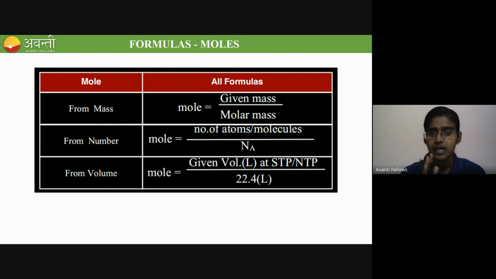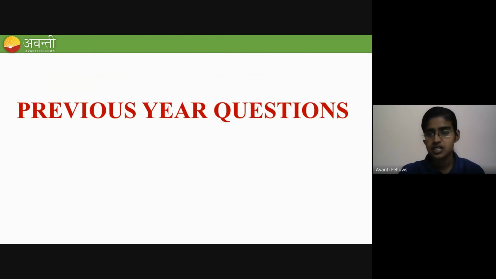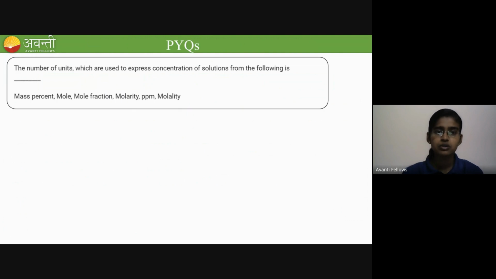Now, based on this, we will solve some previous year questions related to this. So the first question that I'm going to take for you is: the number of units which are used to express the concentration of solutions from the following. So we have mass percent, mole, mole fraction, molarity, ppm, and molality. Which terms are being used to express the concentration?